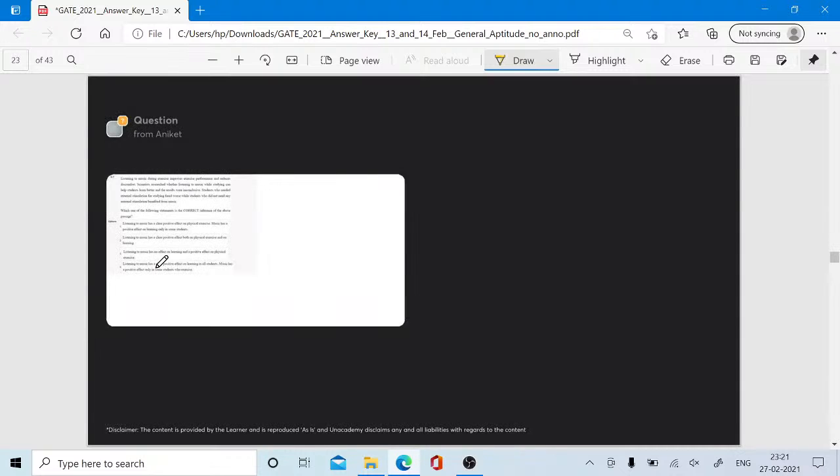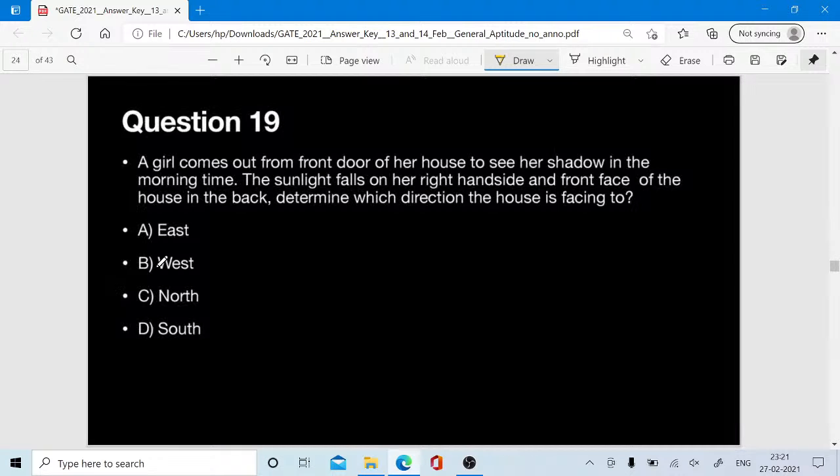Let's go on to the next question. A girl comes out from her door, from the front door of her house, to see her shadow in the morning time. The sunlight falls on her right hand side, and the front face of the house is in the back. Right hand side means this is the shadow. The shadow falls on her right hand. So where is this girl facing? That is the answer. So tell me the answer for this question, people.